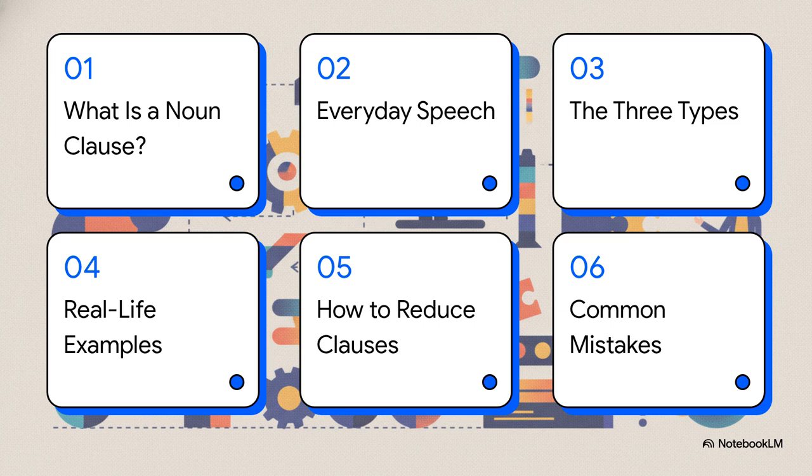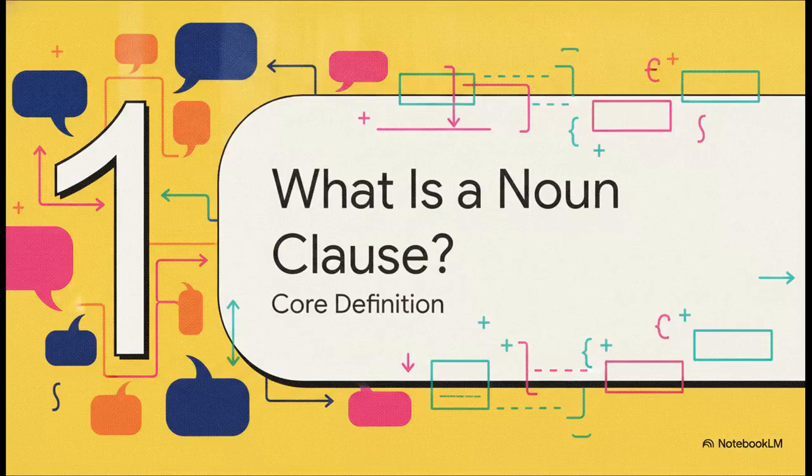To really master this, here is our roadmap for the explainer. We'll start with what a noun clause actually is, then look at functions in everyday speech and the three main types. After that, we'll dive into real-life conversation examples, how to reduce clauses, and finally, common mistakes to avoid. All right, section 1, what is a noun clause?